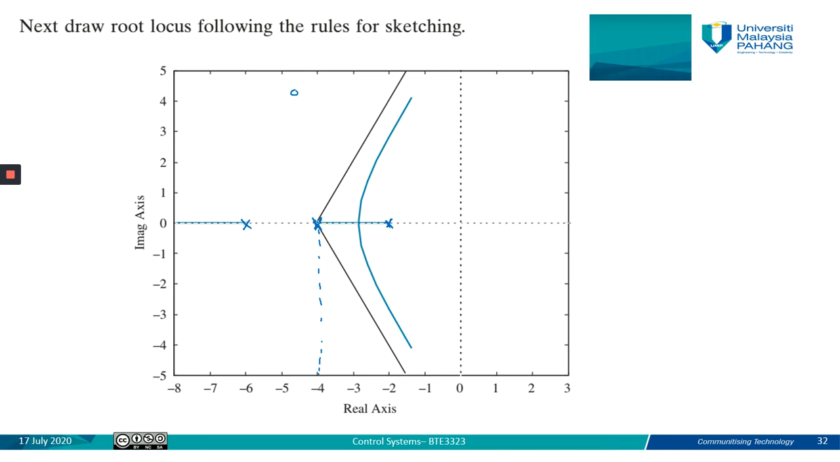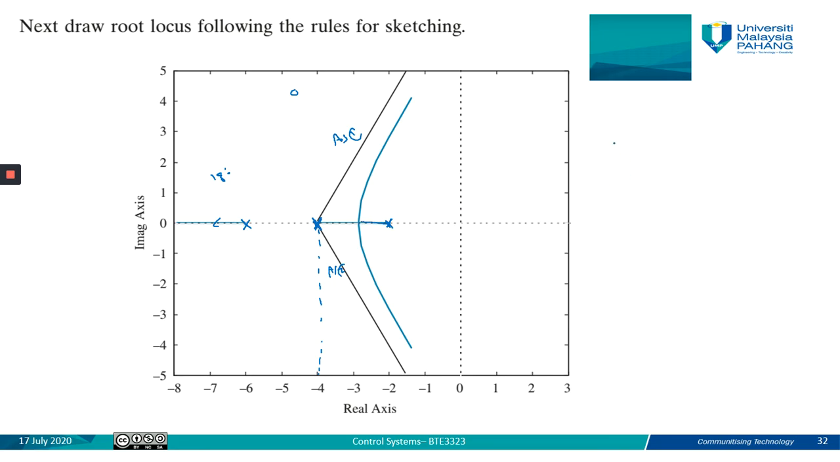So from this point we are going to draw our asymptotes. This is asymptote number 1. This is asymptote number 2. This is asymptote number 3. It will have an angle of the real axis of 180. Okay, same real axis. Now when we apply the rule of start point and end point, the root locus will start at the pole and end at zero.